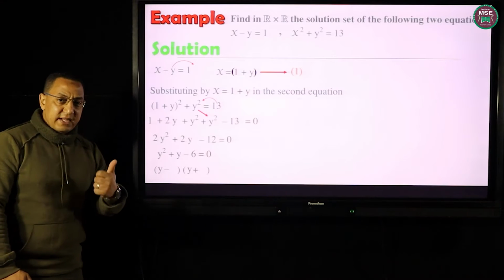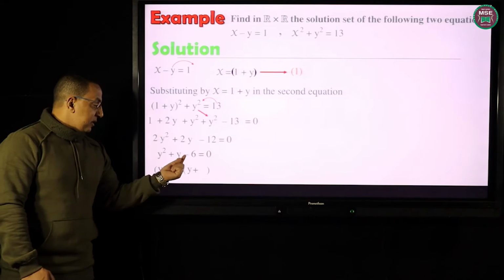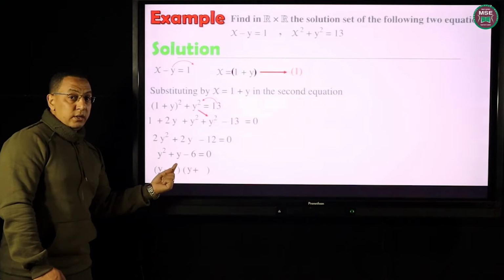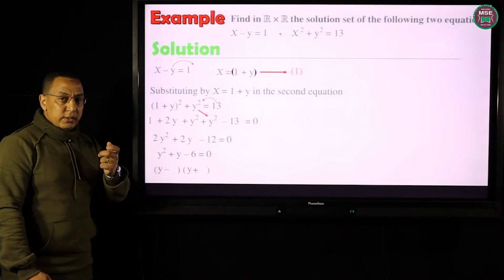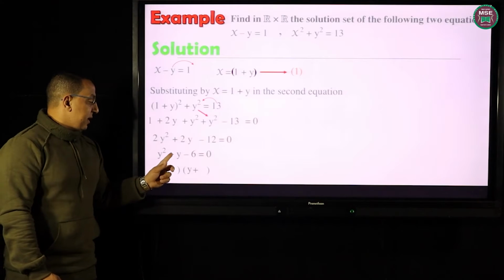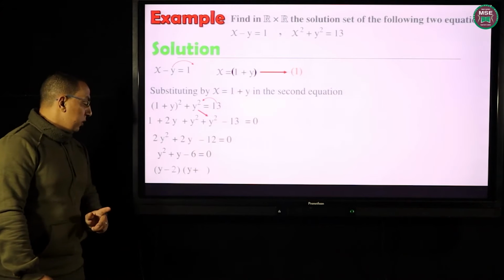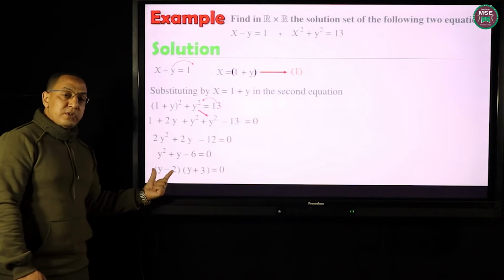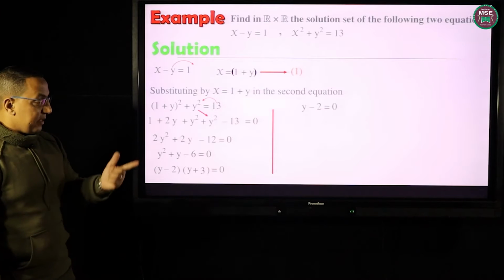Now I'm going to factorize 6. 6 equal 1 times 6 and 2 times 3. I need two numbers, the difference between them is 1, because the coefficient is 1. So I'm going to choose 2 and 3. 3 is the bigger one. Go with the sign like the middle sign. Here the middle sign is positive, so I'm going to write here 3 and here 2, equal 0. Finally, I'm going to take the first bracket, y minus 2 equal 0.